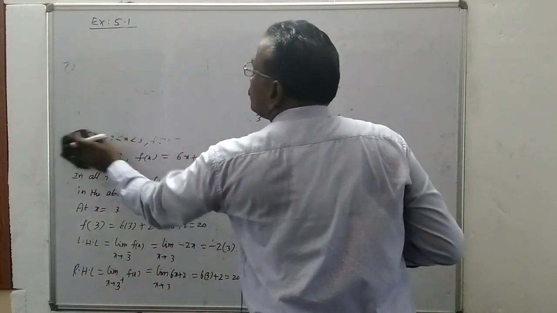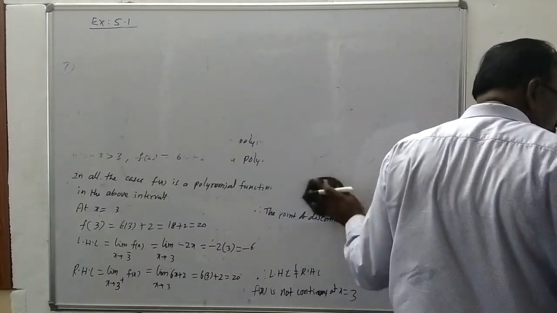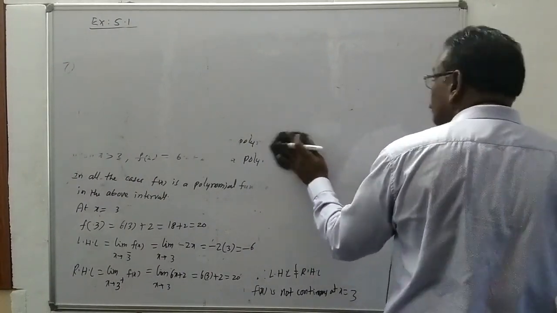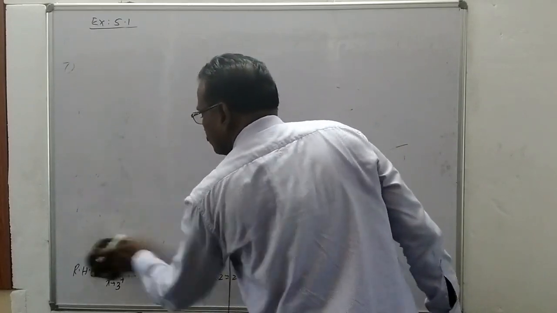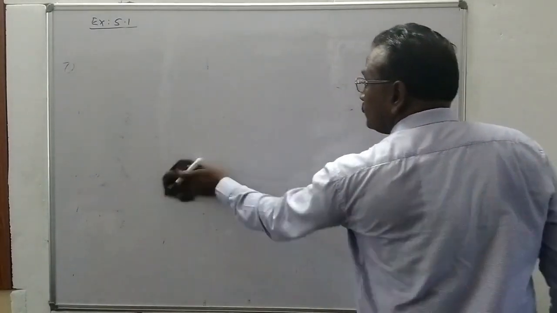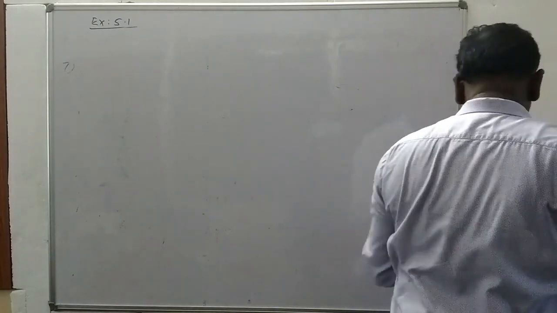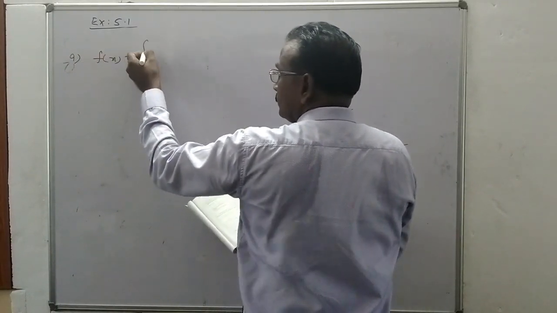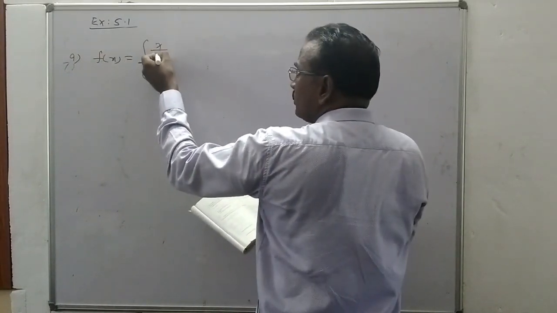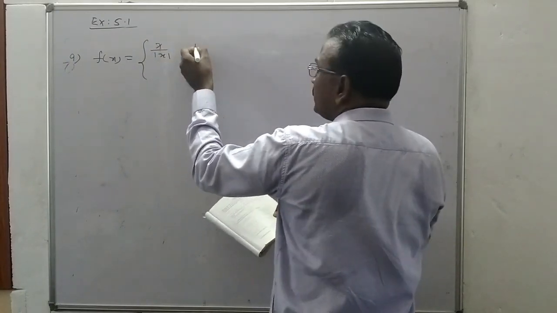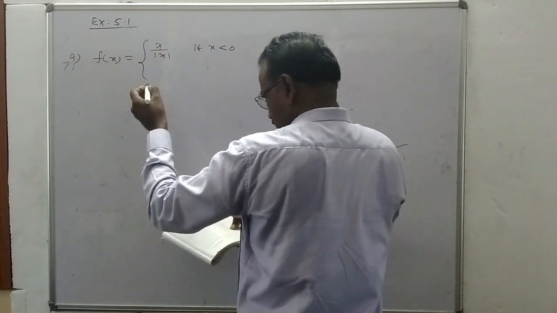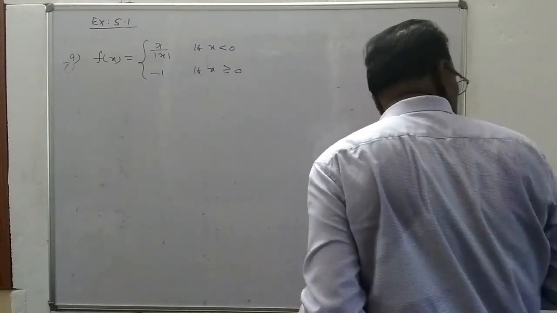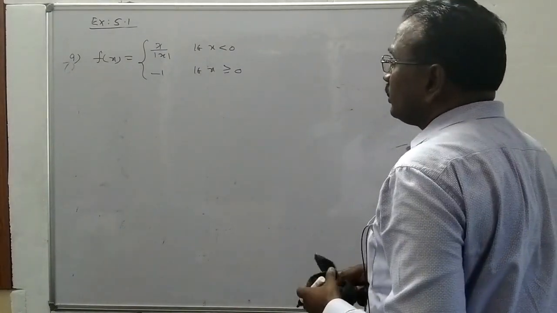Next, question number 8, 9 same model. So take the 9th question. Question number 9. f of x is equal to x by modulus of x if x is less than 0, minus 1 if x is greater than or equal to 0. Find all points of discontinuity of the function.